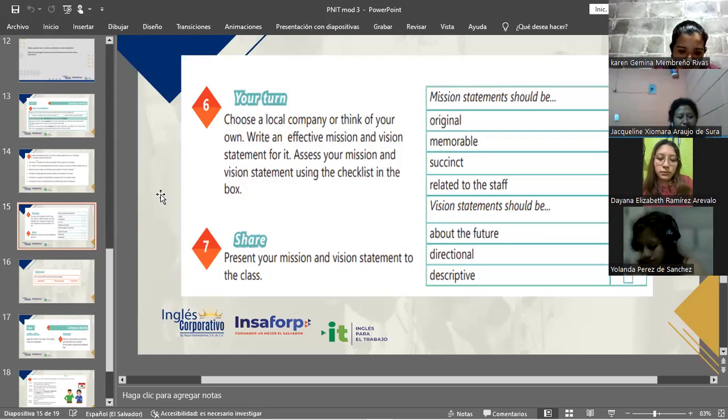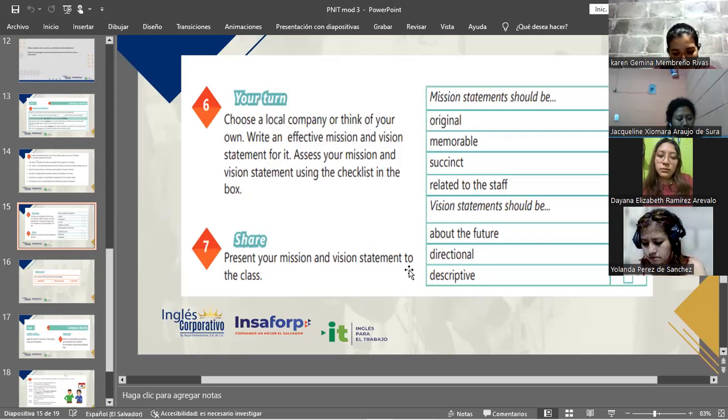Yes, teacher. I know that your mission and vision is in Spanish. It's in Spanish. Okay, good. Now, I want you to translate that into English. All right? Mission statements should be original, memorable, succinct, related to stats. And vision statements should be about the future, directional, and descriptive.